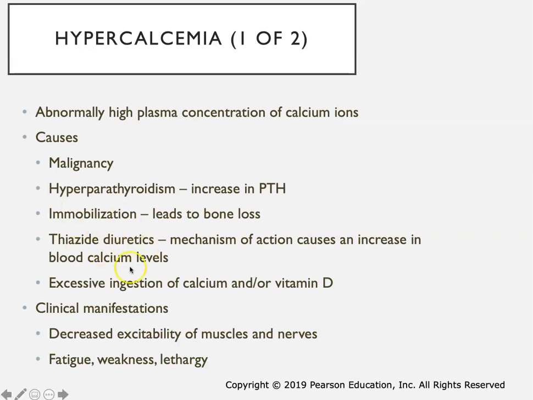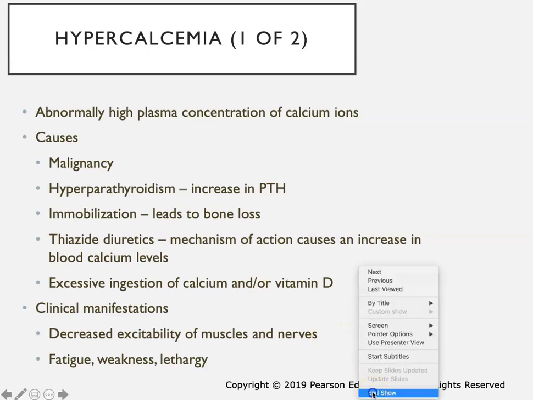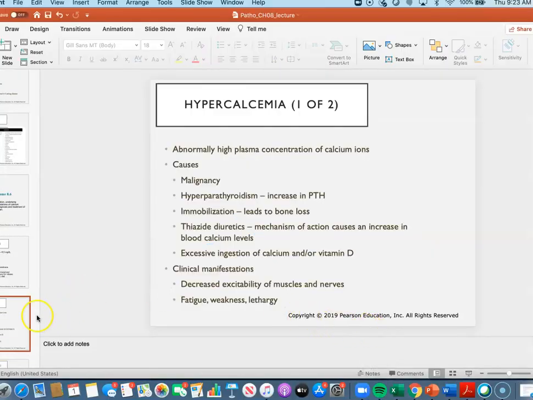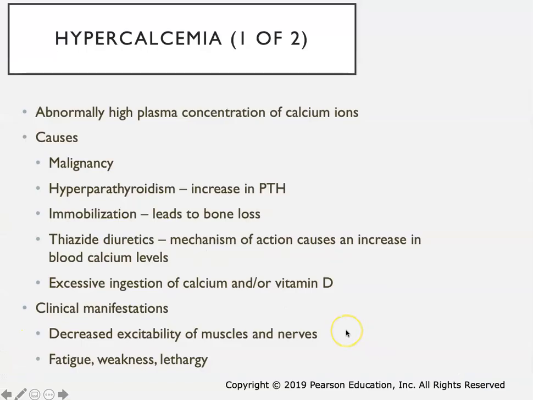There is a particular class of diuretics that causes an increase in blood calcium levels, okay? So if you're on that type of diuretic, it can cause that increase. Just excessive ingestion of calcium and or vitamin D can be an issue as well. Remember, vitamin D is necessary for calcium to be absorbed or taken in from the GI tract, essentially.